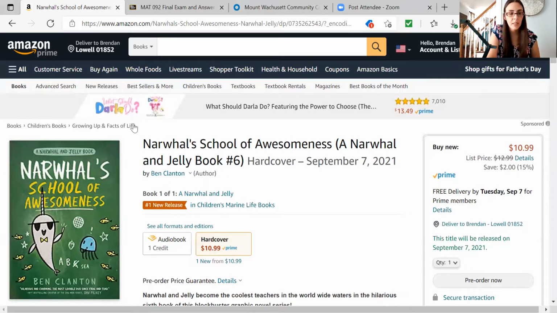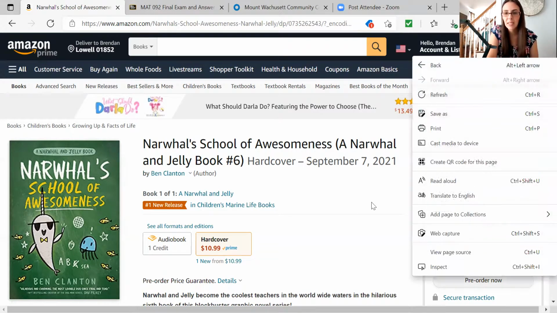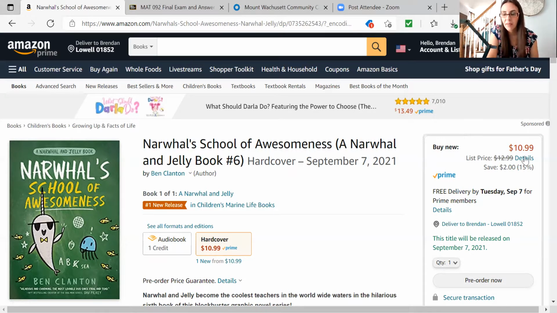So here's an item. This is Narwhal School of Awesomeness. I just chose this because it was on sale and it's one of my kids' favorite books. They're really cute. So I figured I'd bring this one up and you can see here that I have a buy new amount, I have a list price, and I have a save amount. So they're showing you the amount of discount right here, which is $2, which makes sense. So if the original price is $12.99 and the new price is $10.99, you can see that's a change of $2. So that's your discount.